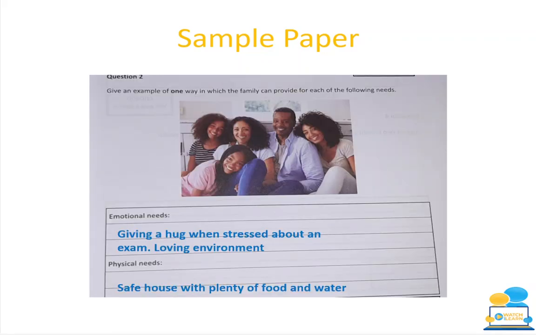Another sample paper we have here. So this is a short question, as it says question 2. Give an example of one way in which the family can provide for each of the following needs. Okay, so this is the needs of the family. Emotional needs. So the answer here, which I have given, is, for example, being able to give a hug when your child is stressed about an exam. So you're providing a loving environment, a caring environment, okay? Physical needs. So for example, having a safe house, a nice warm house with plenty of food and water, somewhere that is going to physically protect the child, where they are free from harm. So this is the example of another sample paper, question and answer.